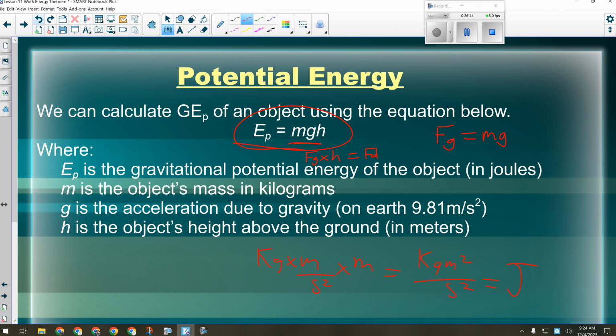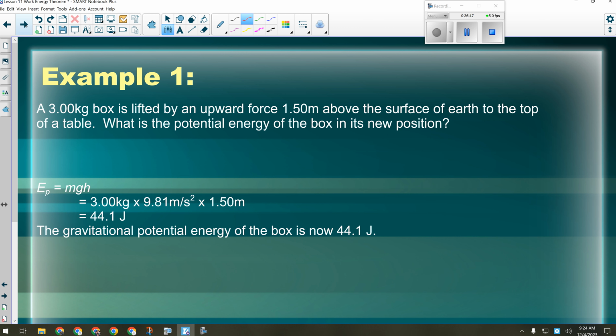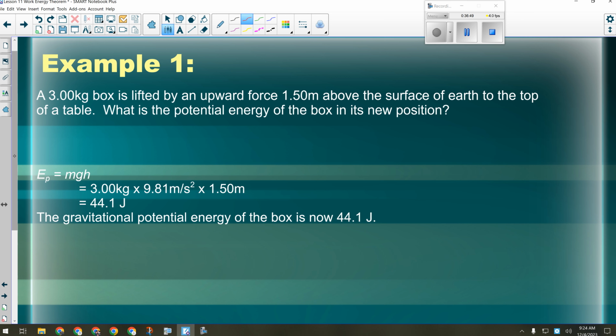All right. So if we're looking at this, let's say we've got a 3 kilogram box lifted by an upward force 1.50 meters above the surface of the earth to the top of a table. What is the potential energy of the box in its new position? I would simply use this formula and plug in my numbers: 3 kilograms times 9.81 times 1.5 meters. It would now have 44.1 joules of potential energy. How much work was done?